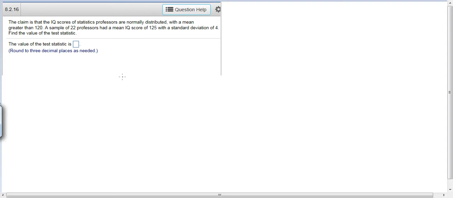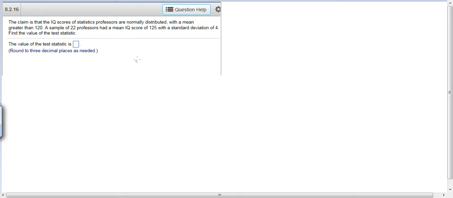Alright, for this question, what you have to do is find the value of the test statistic. So the claim is that IQ scores are normally distributed with a mean greater than 120. A sample of 22 professors had a mean IQ score of 125 with a standard deviation of 4. Find the value of the test statistic.